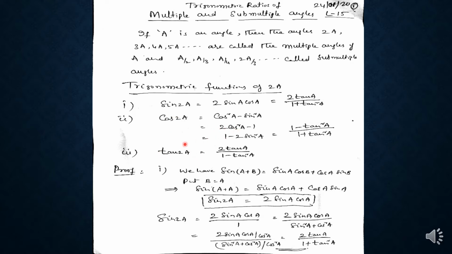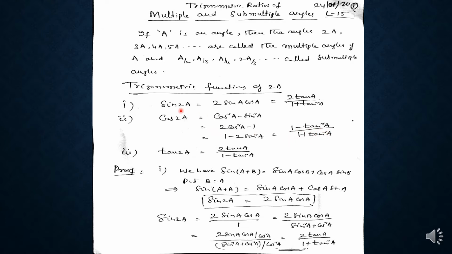What is tan 2A? Sin 2A can be written as 2 sin A into cos A, and cos 2A can be written as cos square A minus sin square A, or as 2 cos square A minus 1, or in terms of sin A as 1 minus 2 sin square A. And what is tan 2A? Tan 2A is equal to 2 tan A by 1 minus tan square A. And sin 2A in terms of tan A is 2 tan A by 1 plus tan square A. And cos 2A in terms of tan A is 1 minus tan square A by 1 plus tan square A.